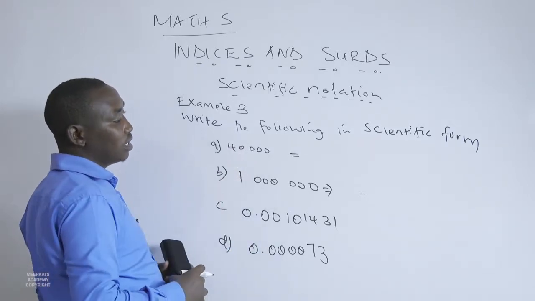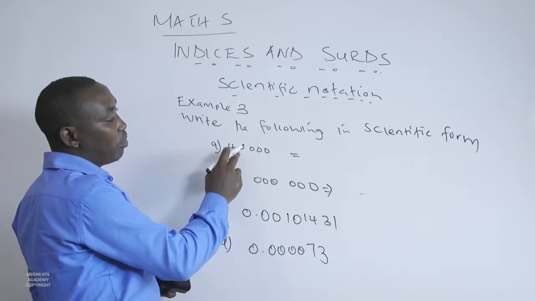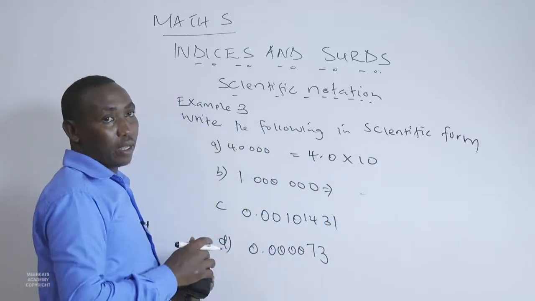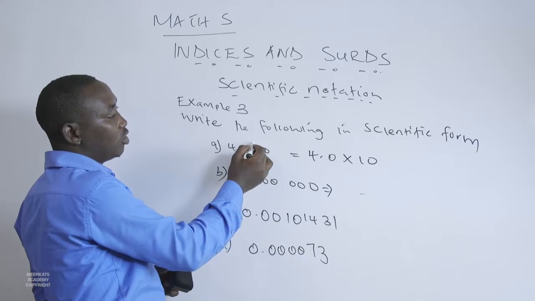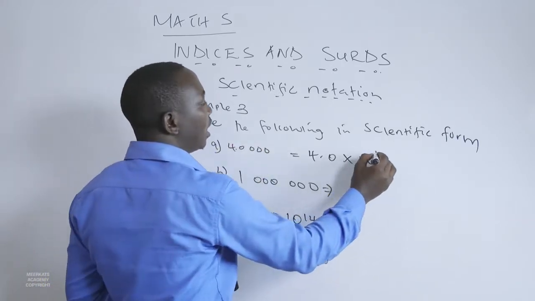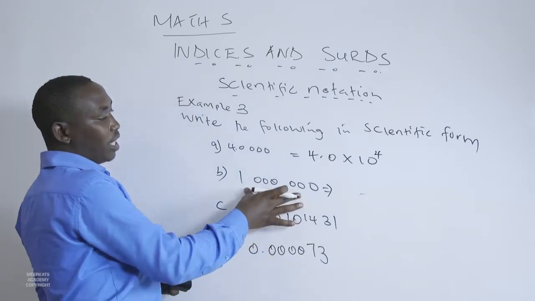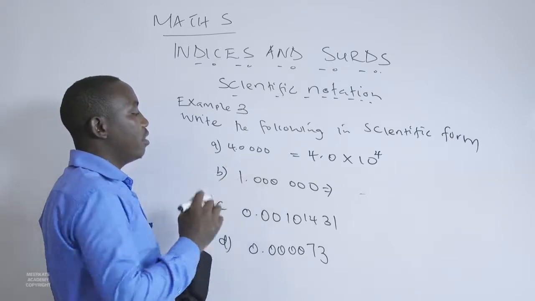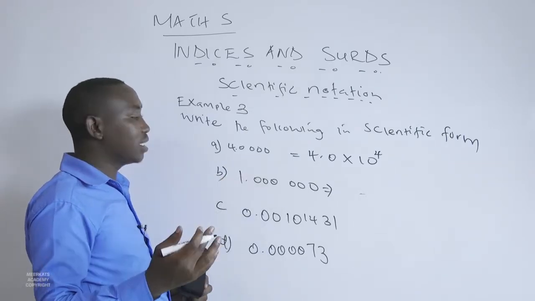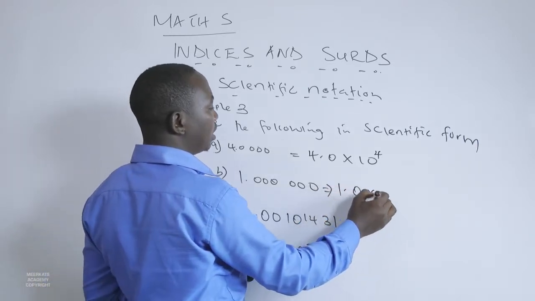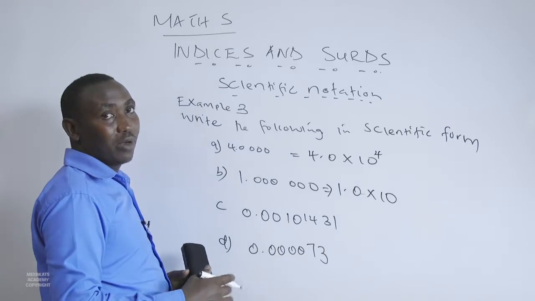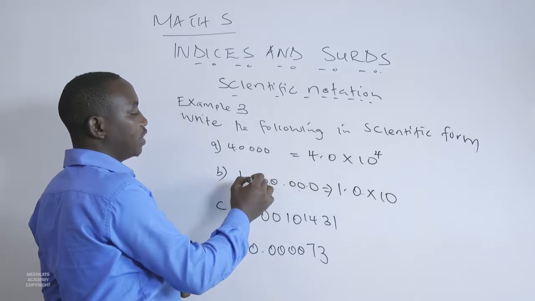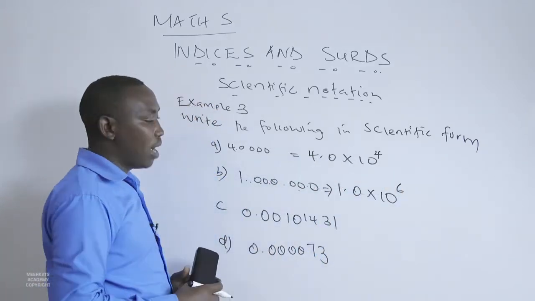So we locate the first non-zero, it is 4. We put a decimal point after it. We shall have 4.0 times 10 raised to. For you to have the decimal point at that particular point, that means you must have moved 4 steps back. So we raise it to 4. For this 1 million, we again locate the first non-zero. The first non-zero is 1, and therefore the decimal point is placed after the first non-zero. So this will be 1.0 times 10 raised to. Again, because the number is so big, we count 1, 2, 3, 4, 5, 6. It's going to be a positive power.